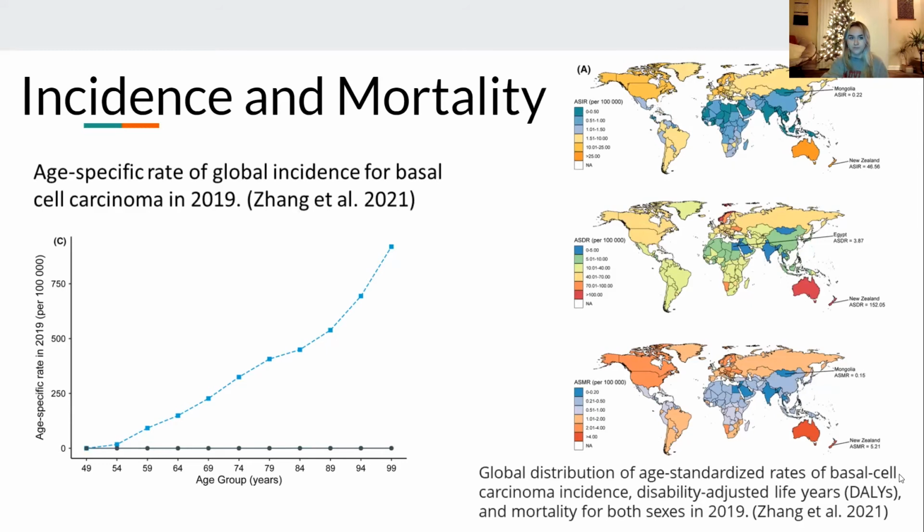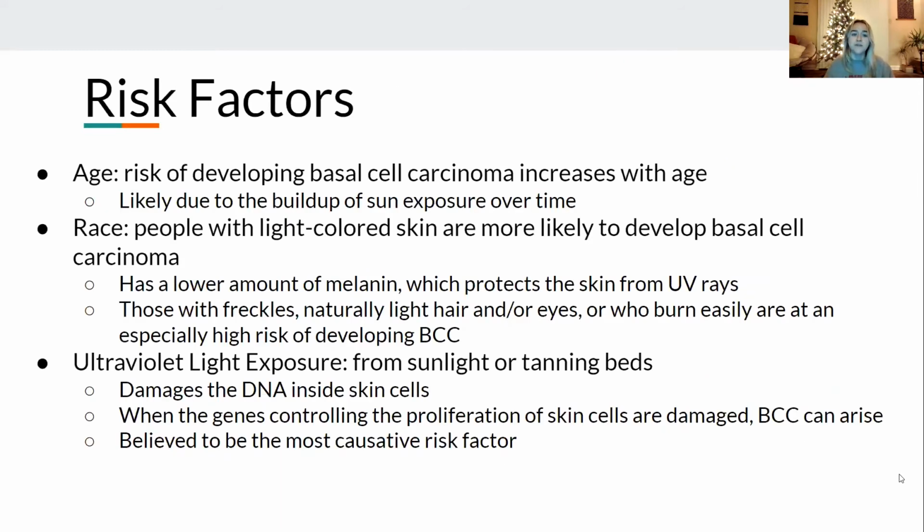The risk of developing basal cell carcinoma increases with age, likely due to the buildup of sun exposure over time. People with light-colored skin are more likely to develop basal cell carcinoma due to having a lower amount of melanin, which protects the skin from UV rays. Those with freckles, naturally light hair and/or eyes, or who burn easily are at an especially high risk of developing basal cell carcinoma.